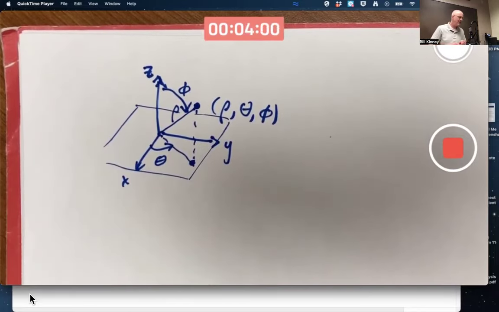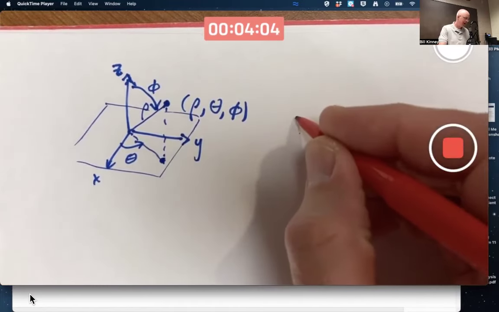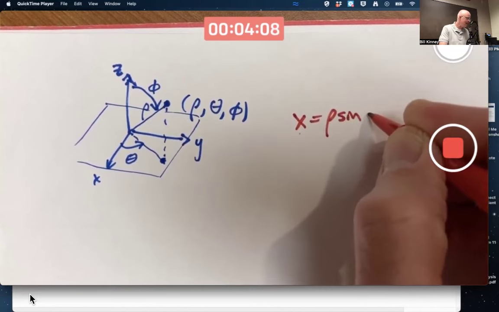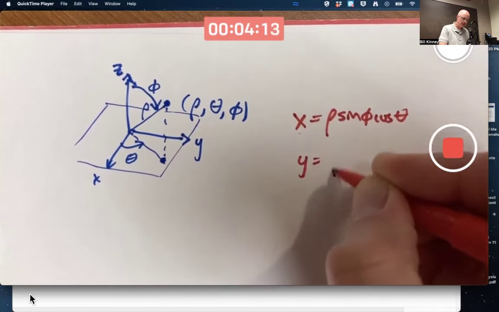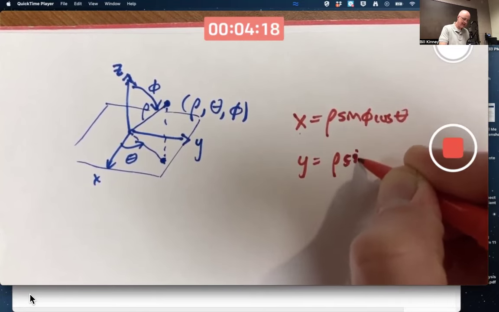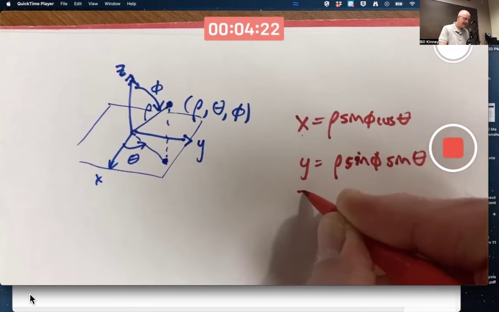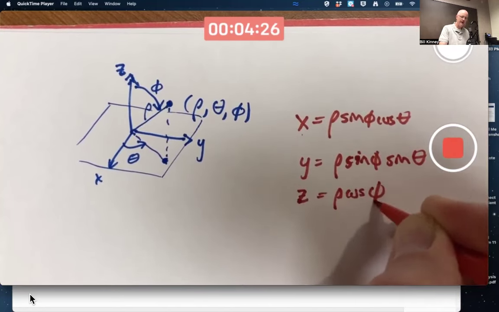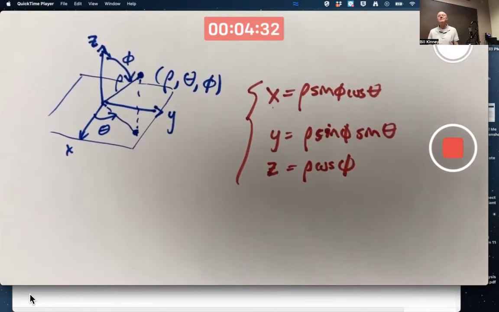But the conversion equations, when you make this choice, look as follows. x equals rho sine phi cos theta. y equals rho sine phi sine theta. And z equals rho cos phi. Where do these equations come from? It's trigonometry.